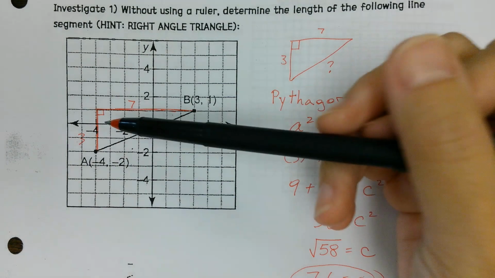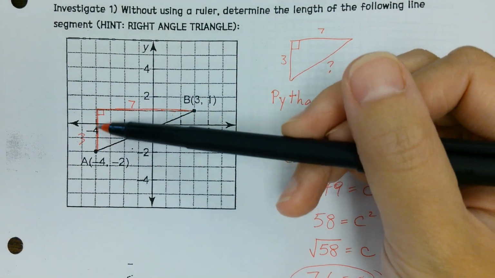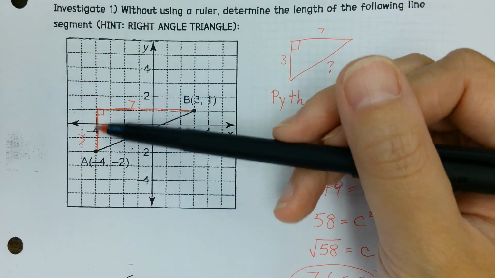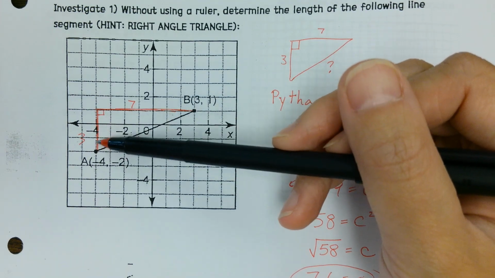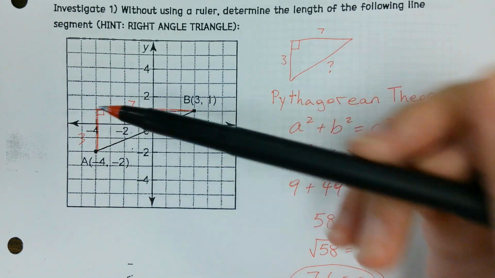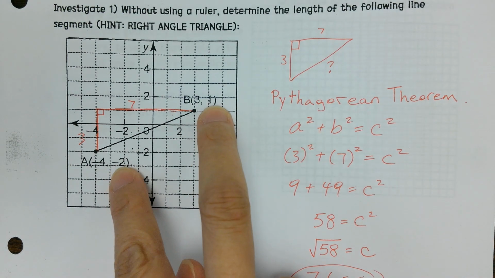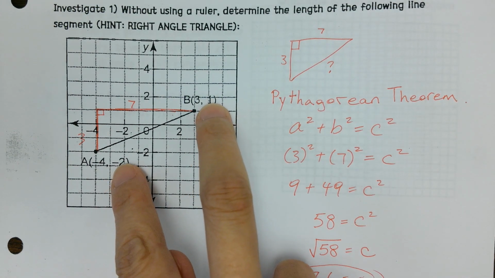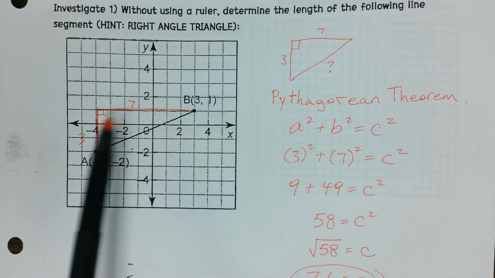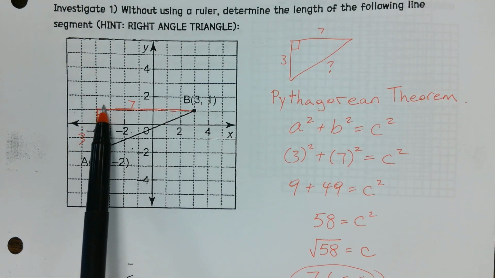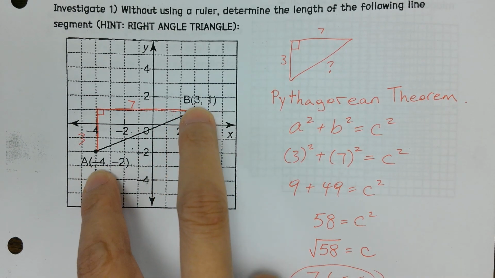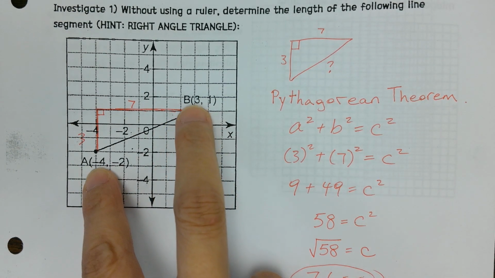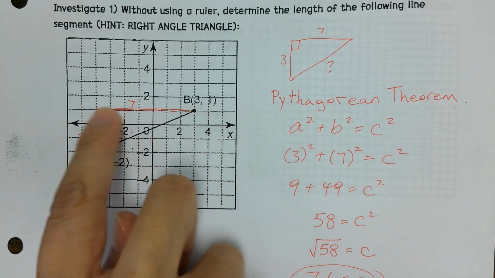Yeah, Jay? The rise and the run. Yeah, it's your rise and a run. So for the rise, do I look at my x value or y values? Rise is the y value. So if you take a look at my rise value right here, that's the difference between 1 and -2. What about my run? It's the difference in my x value. So from -4 to 3, that's 7.